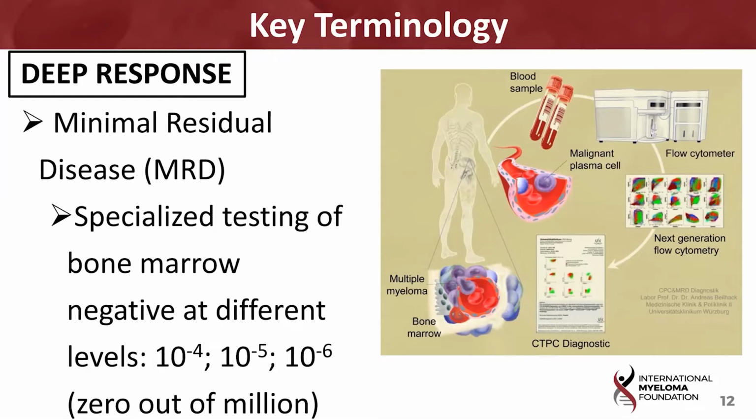Now, this is done with specialized testing, and so bone marrow samples are sent to the lab, and now we're looking also at blood samples where we can measure this, looking at myeloma cells in the blood, but mainly it's in the bone marrow, and you can look at different levels of sensitivity. What we're trying to achieve is at least 10 to the minus 5, and if it's really great, it's 10 to the minus 6, which means that we look at 1 million cells from the bone marrow and none of them are myeloma. So that's obviously fantastic, that you've had a really, really deep response. And so you'll hear a lot of discussion about that and how it could be good to try to get to that level, if possible.